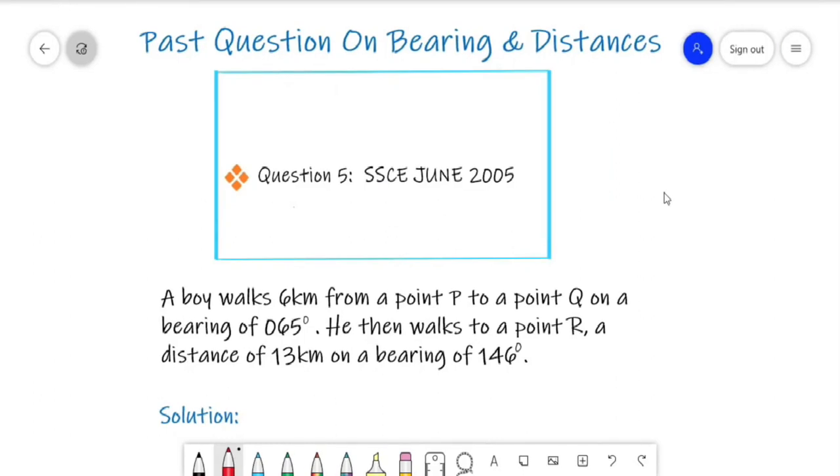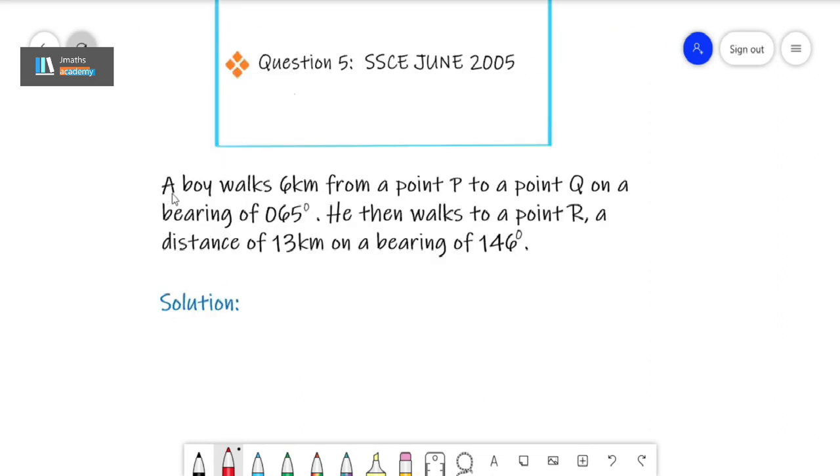Alright, welcome to our last past question on bearing and distance, which is question 5 from SSC June 2005. Our question says a boy walks 6 km from a point P to a point Q on a bearing of 65 degrees. He then walks to a point R, a distance of 13 kilometers on a bearing of 146 degrees.